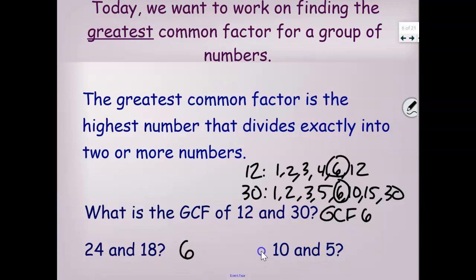What about 10 and 5? So again, I'm going to start with the smaller number and see if that works. Well, obviously 5 goes into 5, but will 5 go into 10? Yes, it will. So there you go.